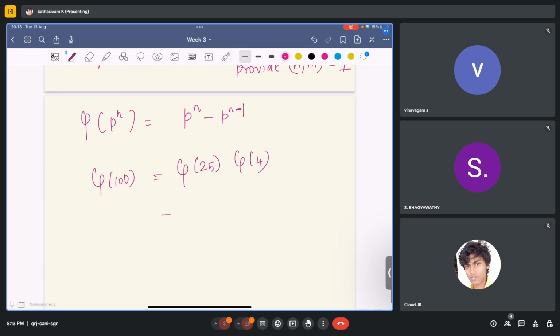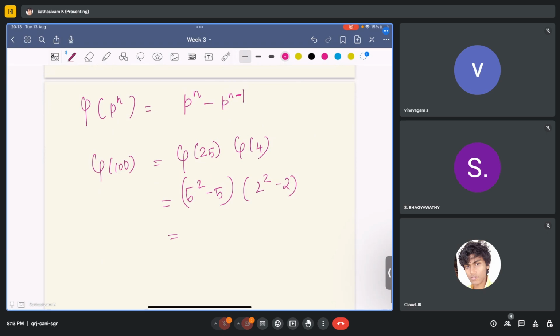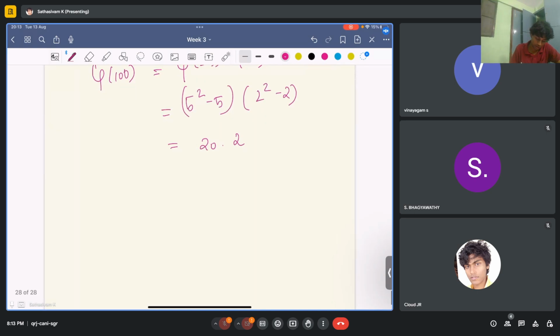Okay. So what is phi of 25? 25 is basically 5 square. This is 5 square minus 5 times, and then this is a 4 square, right? So this is a 2 square. 4 is basically 2 square minus 2. Okay. And this is 25 minus 5. This is 20 times 2, right? So 2 square minus 2 is 2. So it's 4 minus 2, 2. Okay, so that is 40.